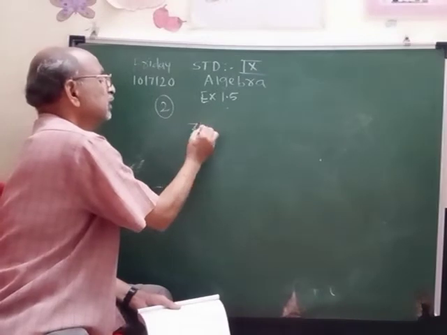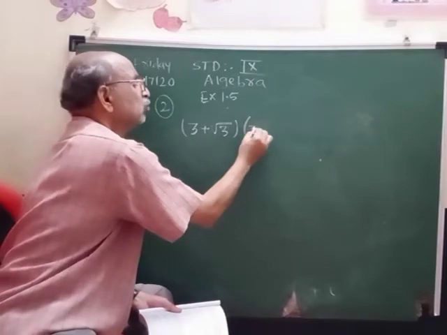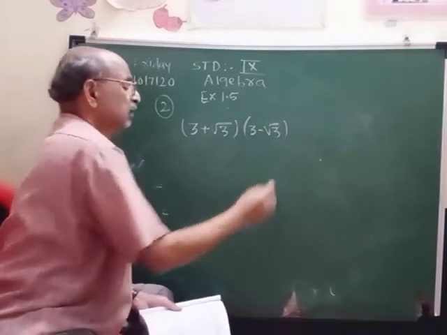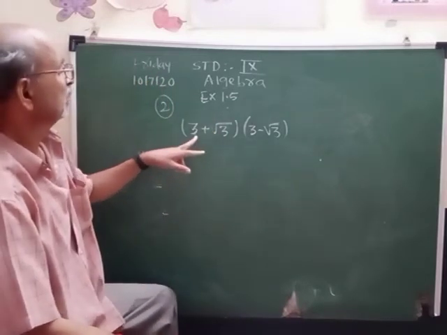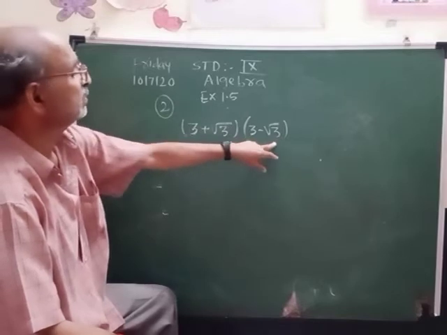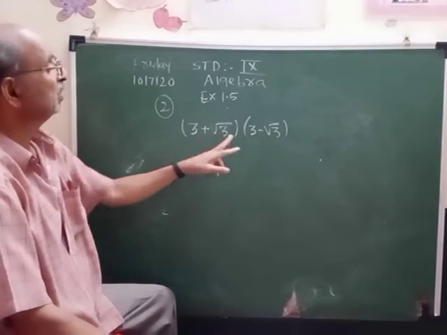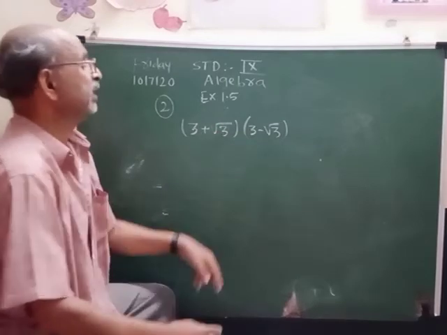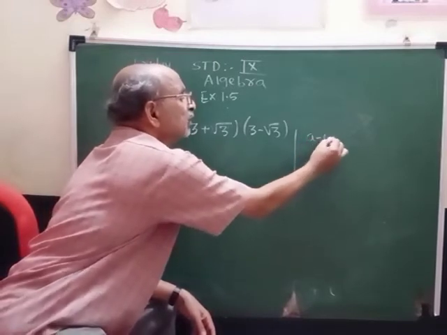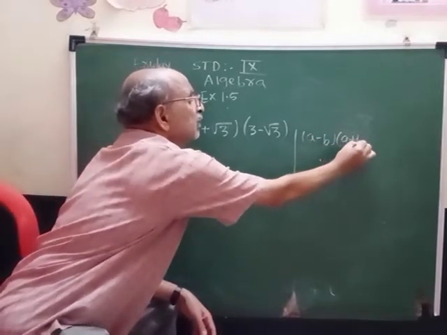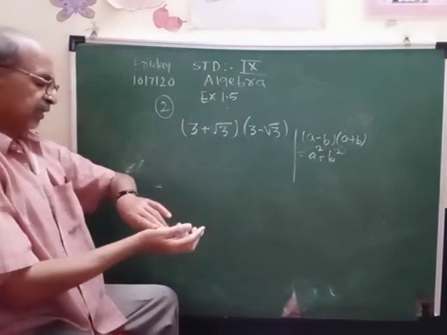The next is 3 plus root 3 and 3 minus root 3. Now this is a, this is b, this is a, this is b. So now you can understand the terms in the brackets are the same, only the signs are different here, positive and negative. So we can use the identity (a minus b) into (a plus b) is equal to a square minus b square. This is the identity we can use.